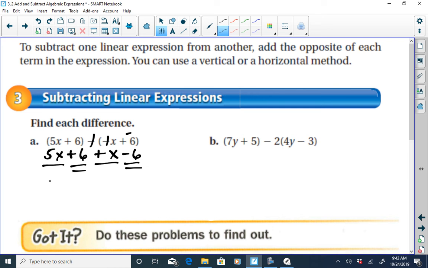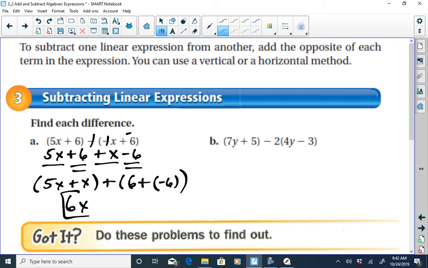5x and 1x, right? We group them together, 5x and 1x, and then we group together the 6 and the negative 6. And then we simplify. 5x and 1x is 6x. Positive 6 and negative 6 is 0. So you can write 6x plus 0, but just writing it as 6x would actually be a bit better. All right? Well, what happens if we have the distributive property and we're subtracting?